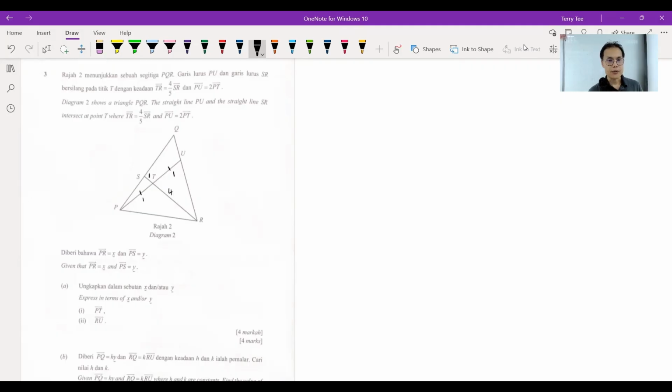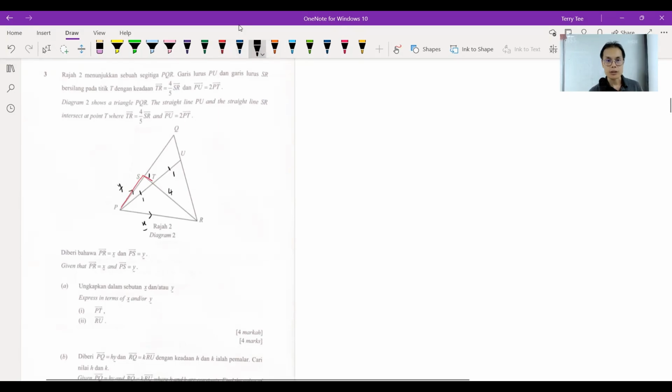Diberi bahawa PR equals to x. PR is measured from here to here is x. PS equals to y. This is y here. Then you're supposed to ungkapkan dalam sebutan x and y vector PT. So if I want to go from P to T, there are two ways that we can go: P to S, S to T, or you can go P to R, R to T. Either way, so I think I will just use P to S, S to T.